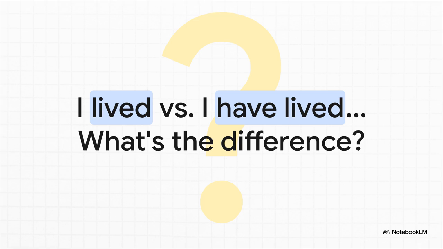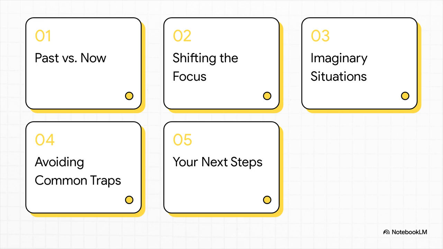But here's the good news. The difference is actually pretty simple once it clicks. So let's get it to click for you right now. So here's the game plan. First, we're solving that past versus now puzzle. Then we'll look at how to shift a sentence's focus. After that, we'll jump into imaginary situations, dodge some common mistakes, and wrap up with what you can do next. Sound good? Let's do it.